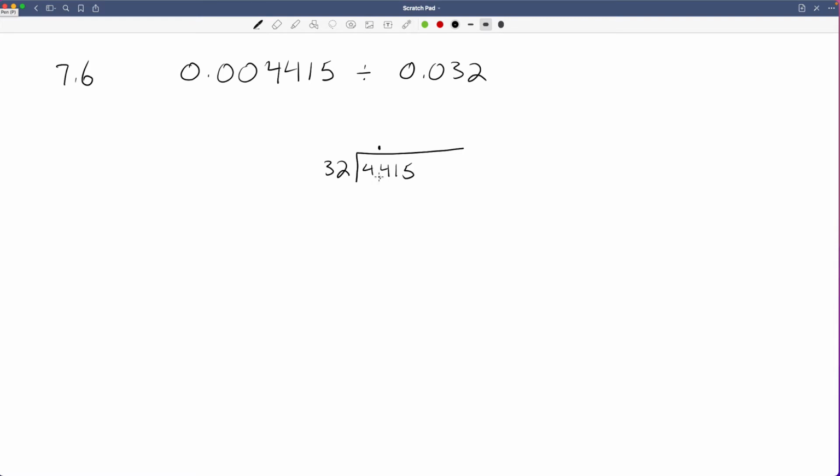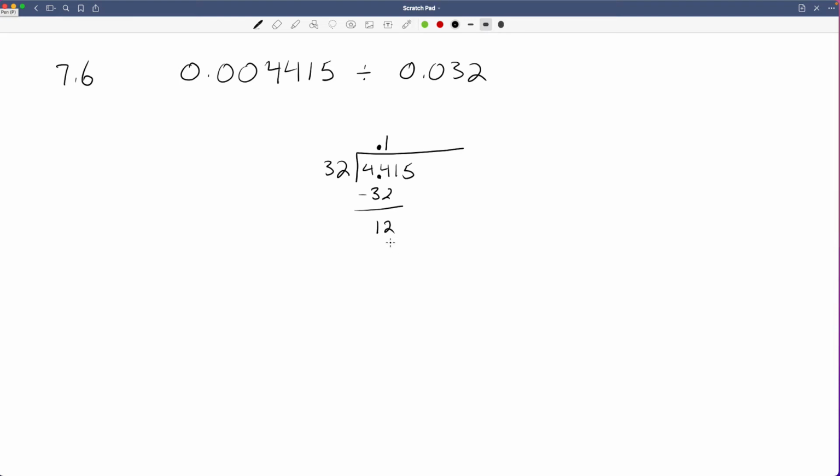All right, but now this is set up with the decimal in the right spot and a whole number to divide by, which is what we want. And I'm going to treat this like these two are a whole number. I ignore the decimal as I do my division. So 44 divided by 32, I can get one group of 32 out of 44. 1 times 32 is 32. I'm going to subtract, and that gives me 12.